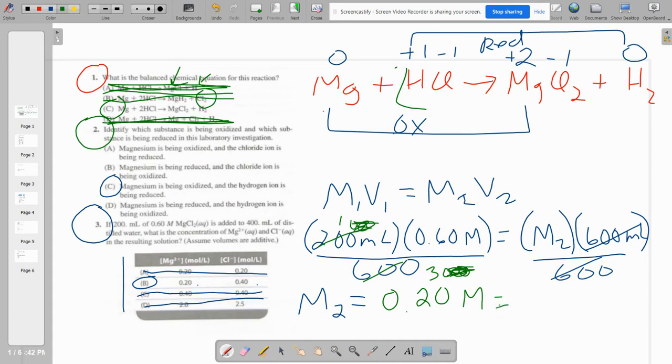So that would equal the magnesium 2 plus ion. And for the chloride, of course, it would be double that. Okay, what do you think? Pretty easy? All right, good. So that was fun. We're getting into that mental math. I love it. All right, let's see what's next.